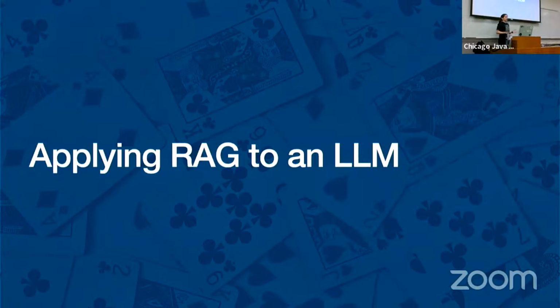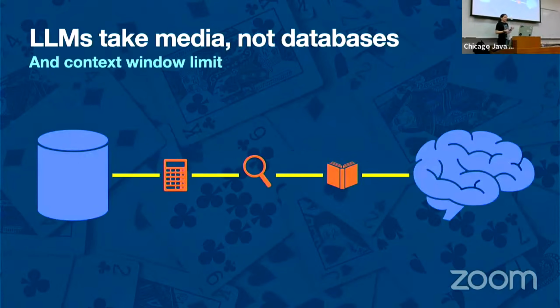So then how do you provide retrieval augmented generation to an LLM? How do you build that kind of system? How do you put it together? LLMs take media, not databases. You typically type out, ChatGPT, you just type out a message, right? You could provide it images as input, but you typically don't plug in databases, right? Or at least not yet.